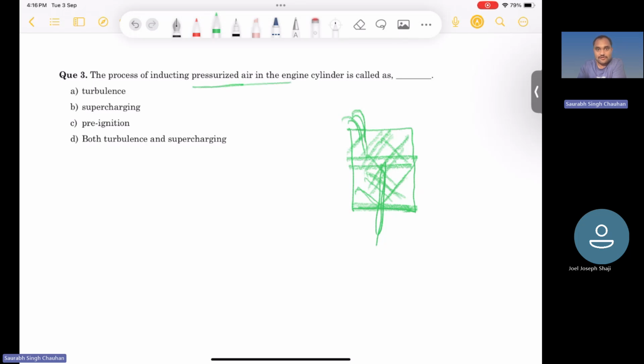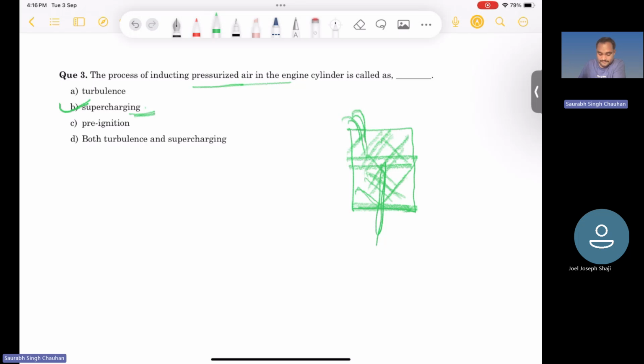You must have studied this in fluid mechanics. Okay, the supercharging is the correct option. Pre-ignition, no, it is not the correct option. It is a bad thing in CI engines. Okay, both turbulence and supercharging, this is also not the correct option. Supercharging is the correct option.